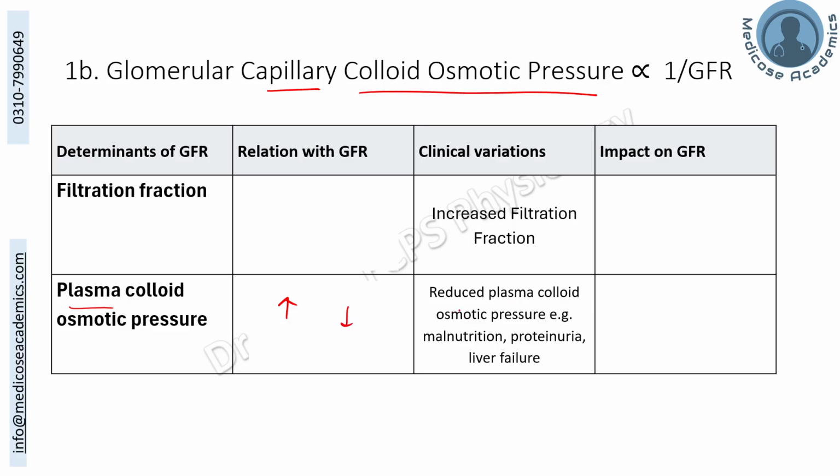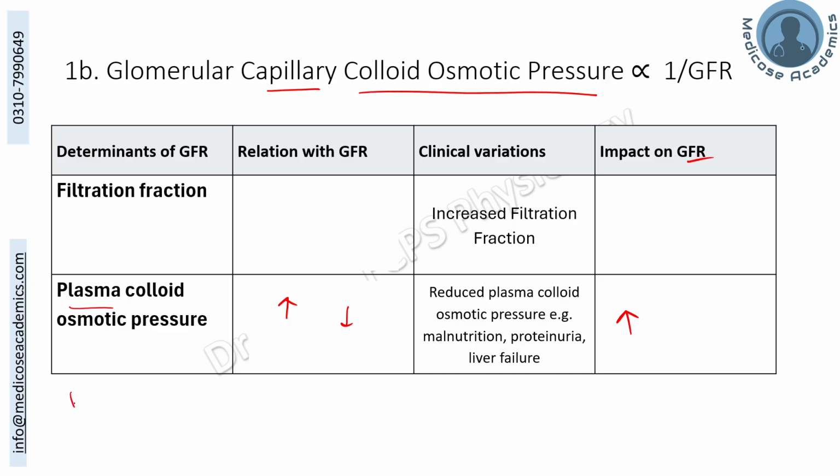Let's take the example of a clinical variation, reduced plasma colloid osmotic pressure. For example, in malnutrition, in proteinuria, liver failure, whenever there is decreased plasma colloid osmotic pressure, it is going to increase the filtration across the capillaries, thus increase the GFR. This is simple. Second one is the impact on the filtration fraction. This is quite tricky and conceptual.